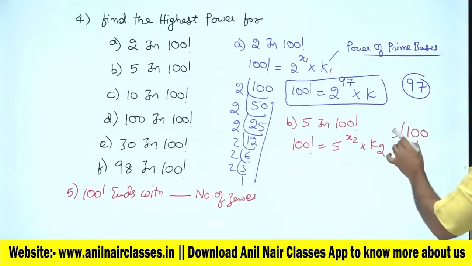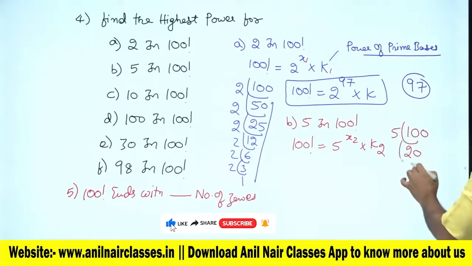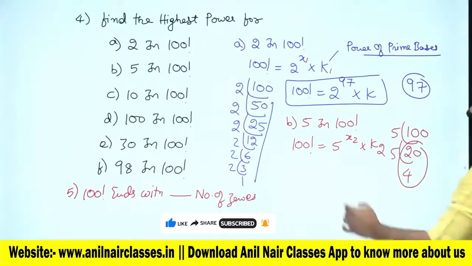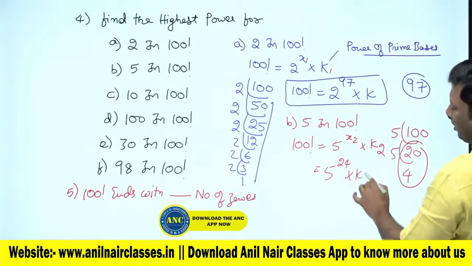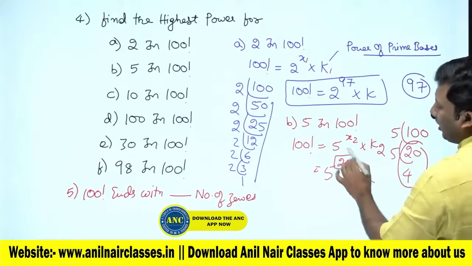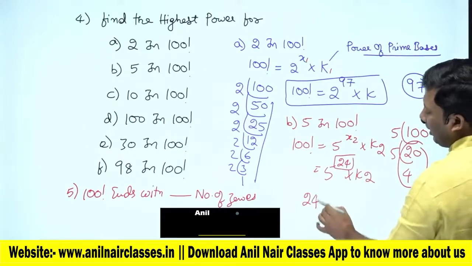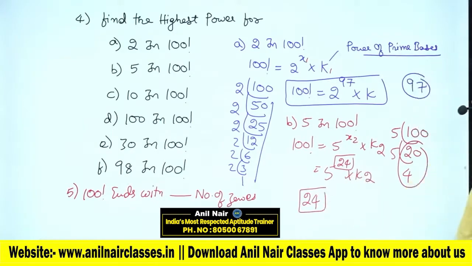First, how many multiples of 5 are there till 100? 20 are. 5 fours are 20. 20 plus 4 is 24. So it is 5 power 24 into k2. What is the highest power of 5 in 100 factorial? Answer for this question is 24.